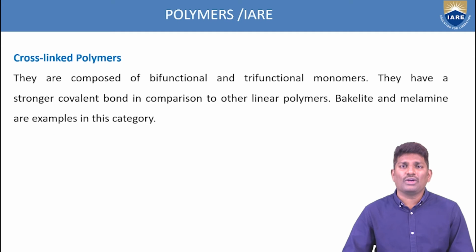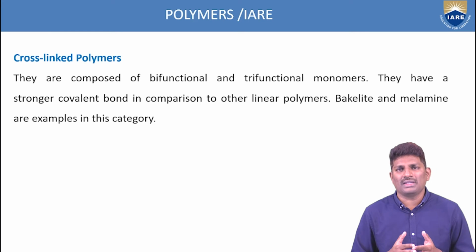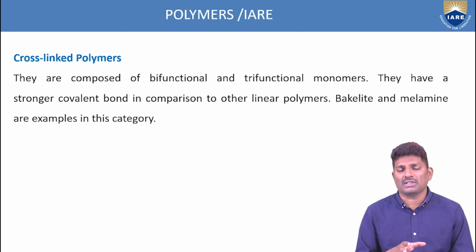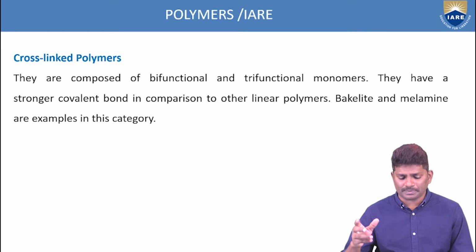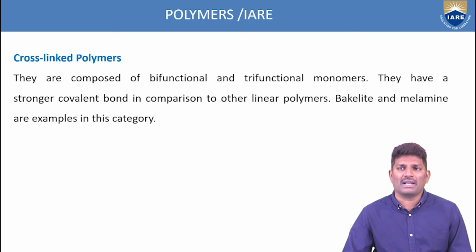And the third one is crosslink. In this crosslink, what is happening? Since it is composed of crosslinks, it has bi and trifunctional monomers. Because of these bi and trifunctional monomers, there is a strong covalent bond between them. When you compare the bonding with linear, these crosslinked polymers have very, very strong covalent bonds compared with linear or branched polymers. Bakelite and melamine are the best examples to describe the category of crosslink polymers.